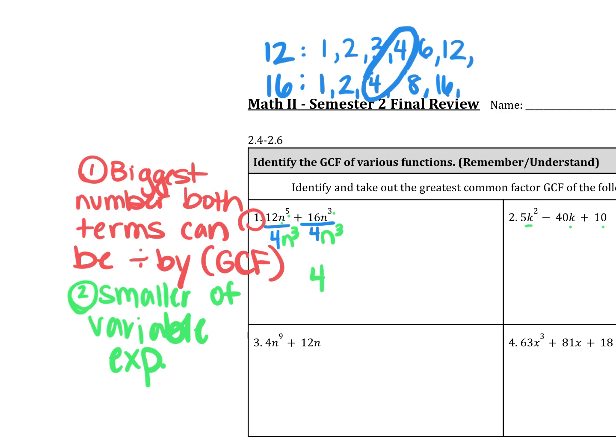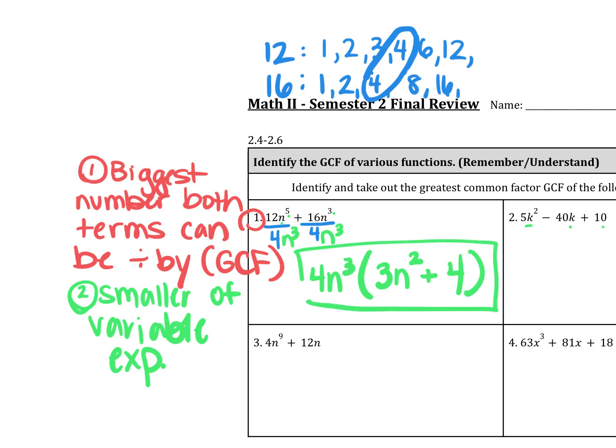And whatever you divide by goes on the outside. And then you divide the numbers and subtract the exponents. So 12 divided by 4 is 3. 5 minus 3 gives you 2. And then for the next one, 16 divided by 4 gives you 4. And then 3 minus 3 is 0. So that one cancels out completely. So that is how you factor by greatest common factor.